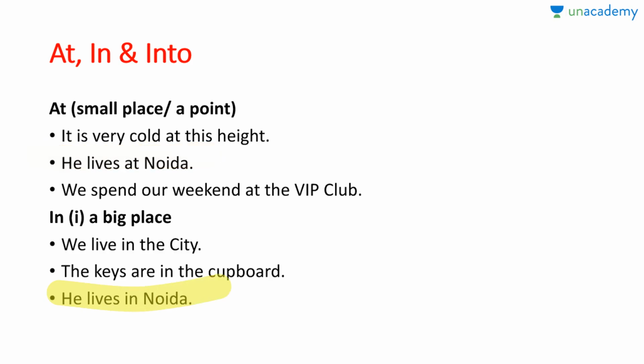Ma'am, what is the difference? Yes, exactly, guys. Imagine that you are seeing a map. In the map of India, you can see Noida here. Now you are pointing and saying, see, this is Noida. He lives at Noida. So actually you are just pointing out the name, and you want the other person to focus on the name, nothing else. But when you say he lives in Noida, it means that you want the other person to imagine Noida also.